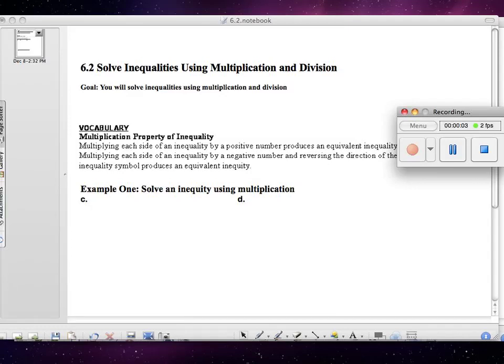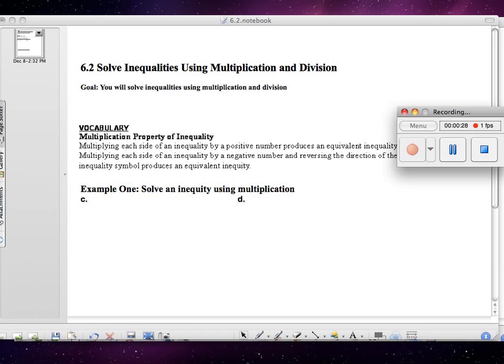Okay, ladies and gentlemen, we are looking at solving inequalities using multiplication and division. Yesterday you used addition and subtraction, so today we're going to use multiplication and division. If you look at that vocabulary right at the top, multiplying each side of an inequality by a positive number produces an equivalent inequality. Multiply each side of an inequality by a negative number and reverse the direction of the inequality symbol.